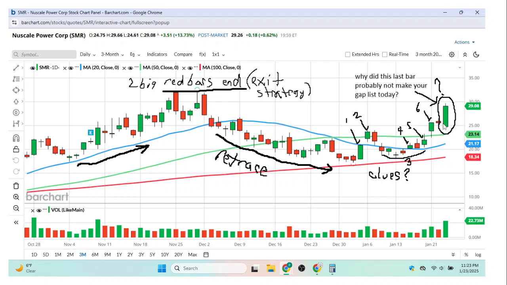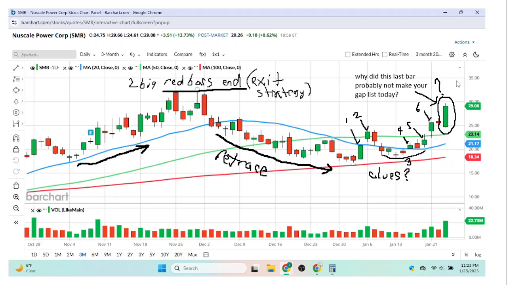So that's how this bar closed today. Up, closing at over 13.73% on volume after a retracement, after this little area right here. Why did it do that today? It's not because of earnings, I'll tell you that. It's just because of demand. Plain and simple. Supply and demand. Demand is here for this company.